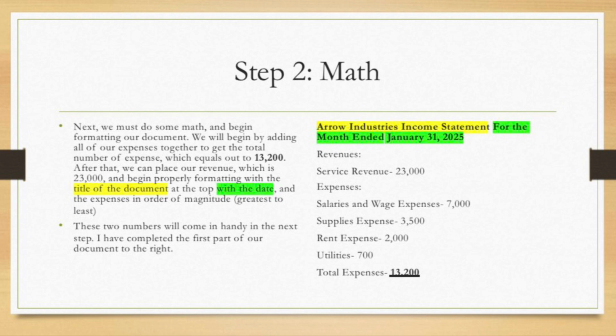And the way we format the expenses is in order of magnitude, which is greatest to least. If we look at my example, salaries and wage expense is the most, and the least is $700, and that's why it is at the bottom. Next, we can place our revenue, which is $23,000, and begin properly formatting with the title of the document at the top, followed by the date. These two numbers, the revenue $23,000 and the total expense $13,200, will come in handy.